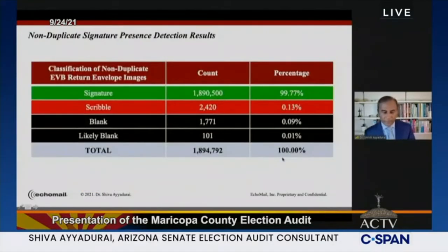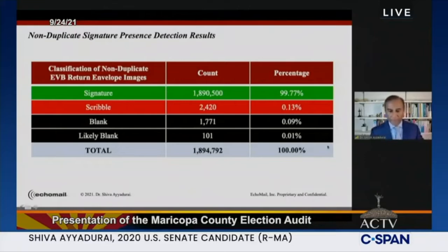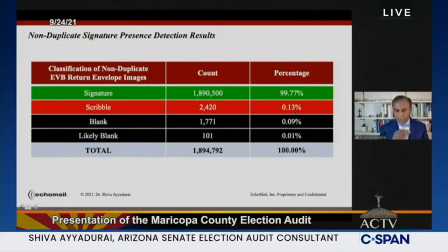So let's look at the results. We're first going to look at the non-duplicates, which means all those early voting ballot, EVB to be simple, return envelopes, which were non-duplicates. And here we see predominantly 99.77%, we denoted a signature. Again, anything greater than 1% pixel density. These scribbles we found were 0.13%, okay? 2,420. And the blanks fell into 2 groups, the definitive blanks of 1,771 and the likely blanks of 101. This adds up to 0.1%, okay?